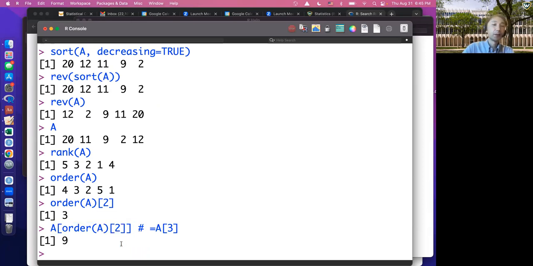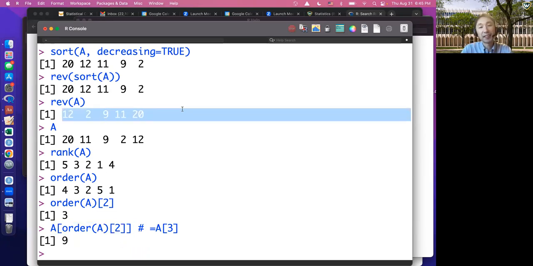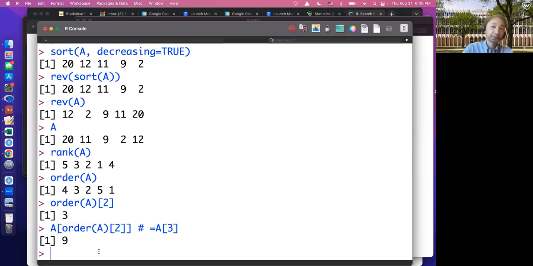Of course, if we only have 5 observations, it's obvious. But if we have hundreds of observations, this function may be useful. Sometimes you want to get the fifth smallest observation out of 100 observations.